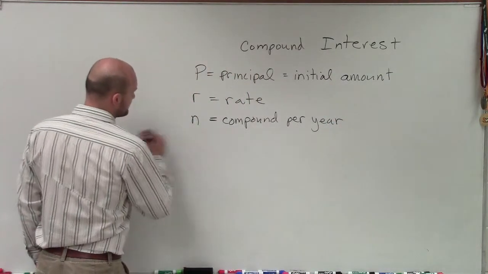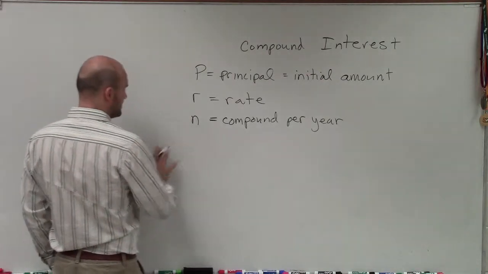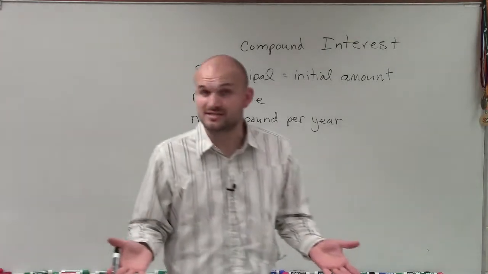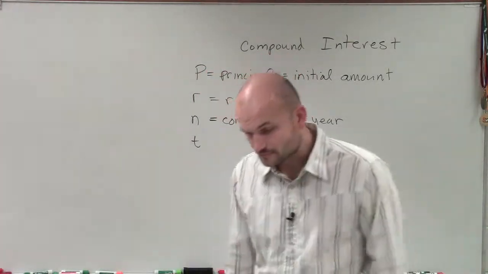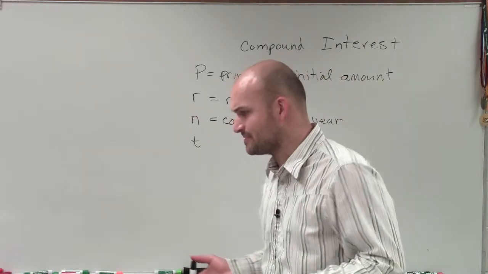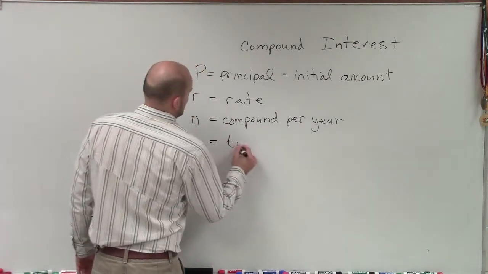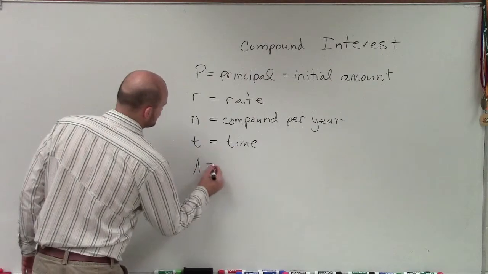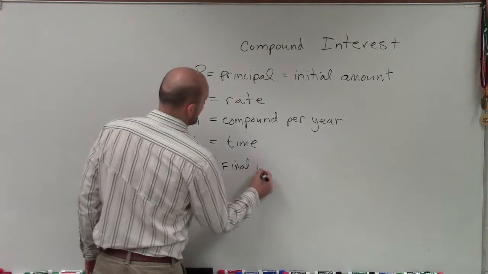And then we also have our T, which is going to represent the number of years that you're going to compound something. So let's say you compound yearly. Well, how many years are you going to be doing that? So T is going to represent your time. And A, a lot of times what we just say is going to just represent your final value.